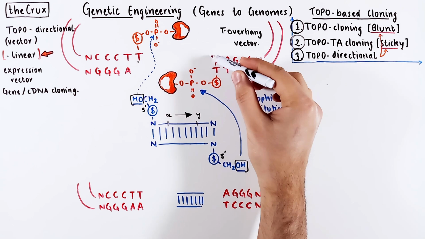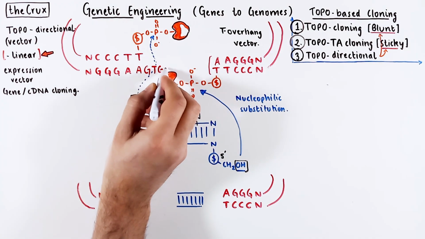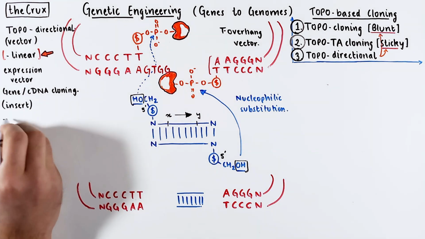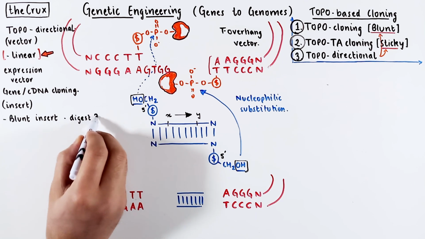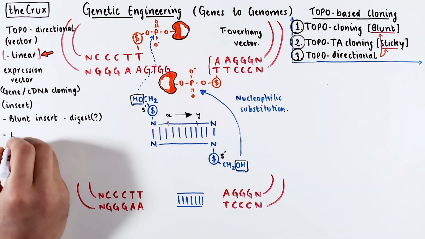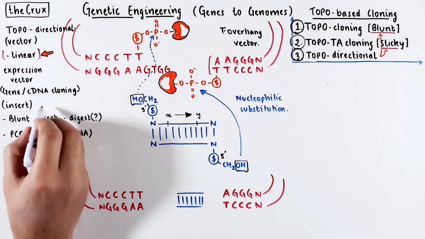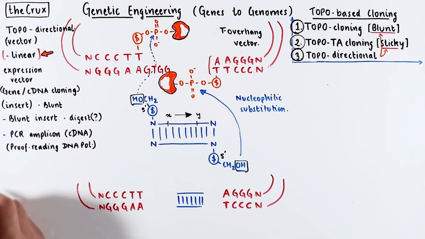One of the vector's ends is a blunt end. This other end has a sticky overhang, GTGG. The insert in this cloning is typically blunt. You can get it from type 2S digests, but typically you don't do that. Almost 100% of the time you have a cDNA amplified from PCR that needs to be cloned. And PCR amplicons from proofreading polymerases are blunt.